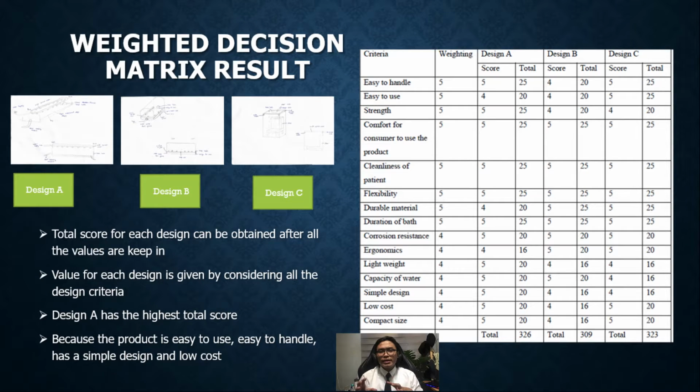So the next slide is the weighted decision matrix result. We can see the table showing the results from the respondents. The total score for each design is obtained after all the values are keyed in, and the value of each design is given to consider all the design criteria. Design A, which means the first concept, has the highest total score because the product is easy to use, easy to handle, simple in design, and low cost.